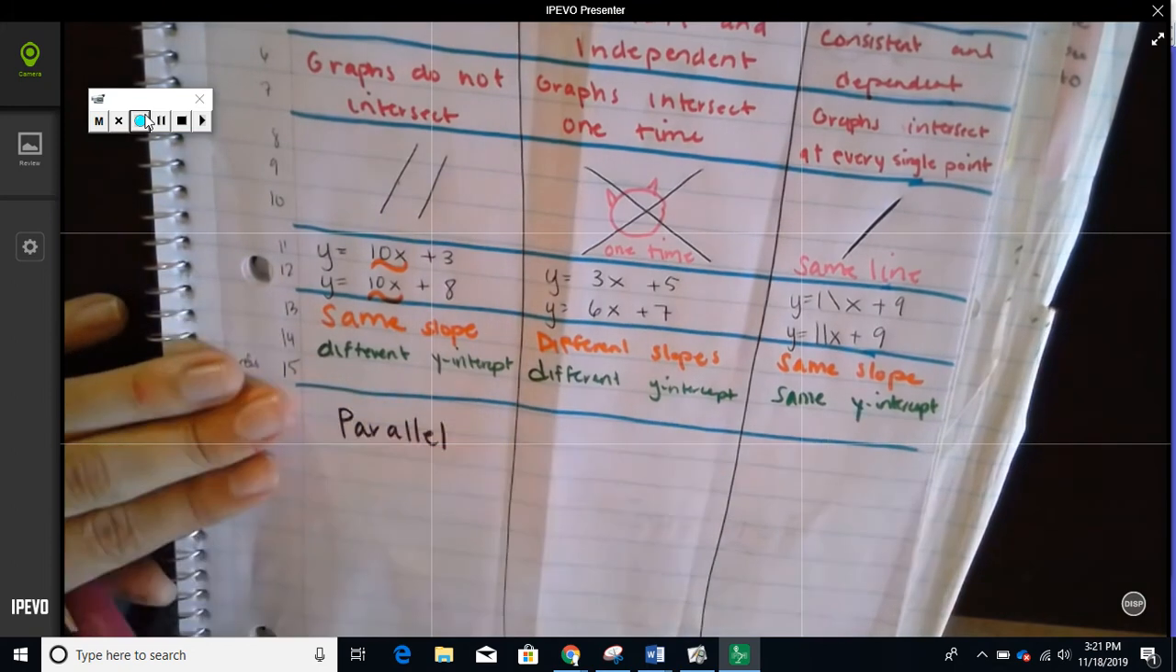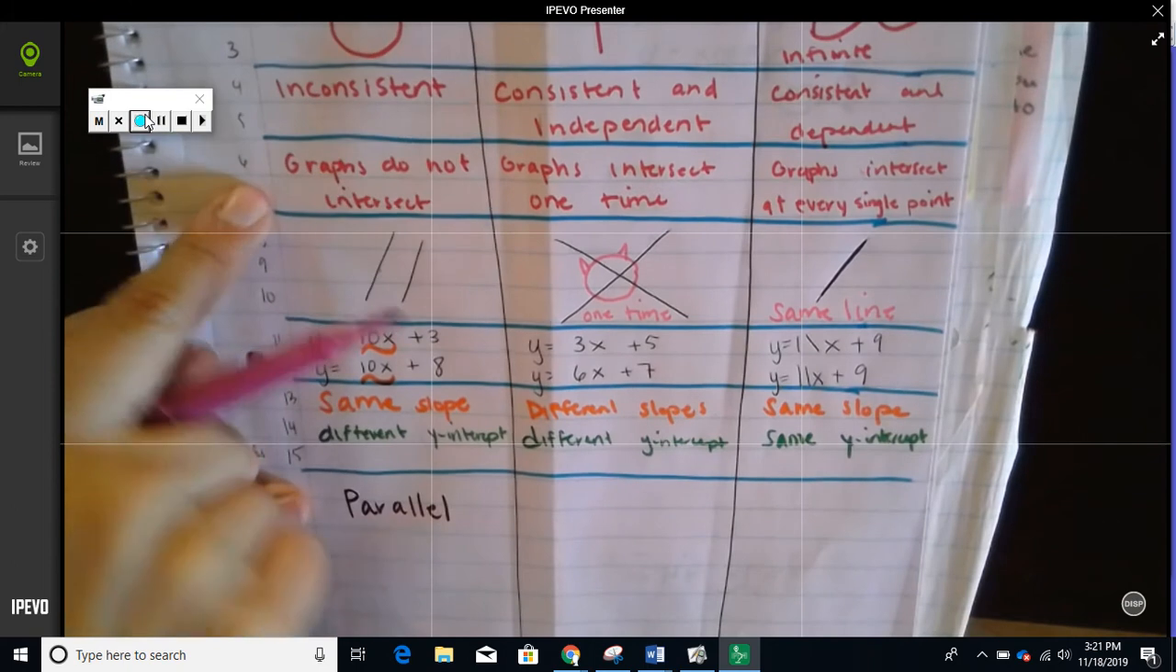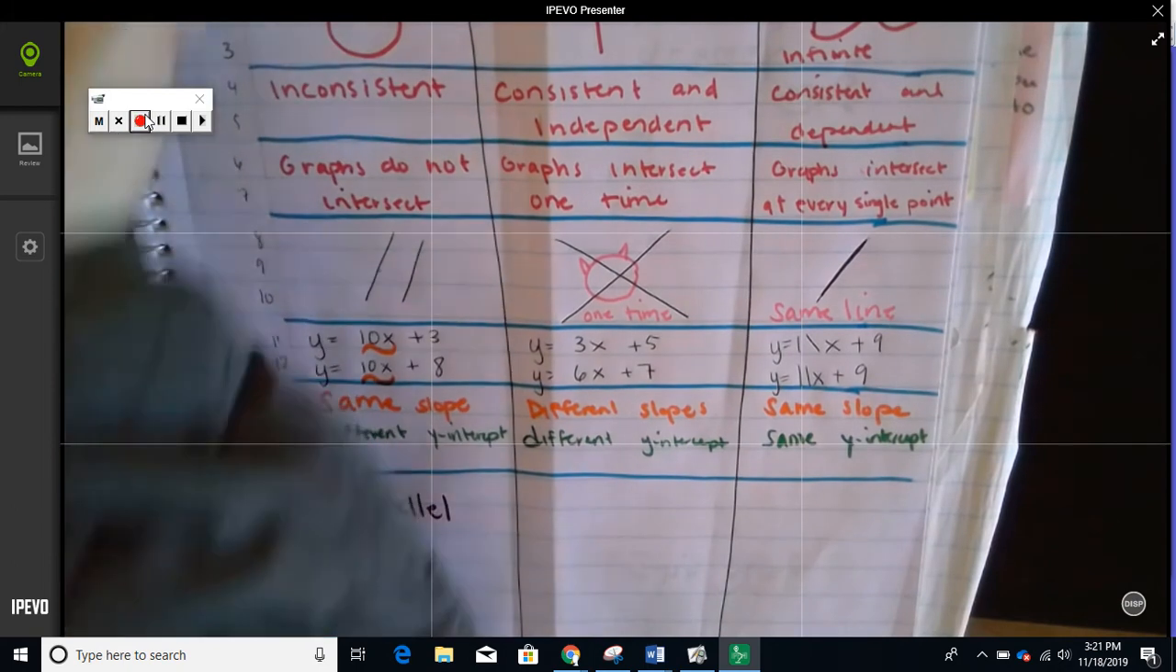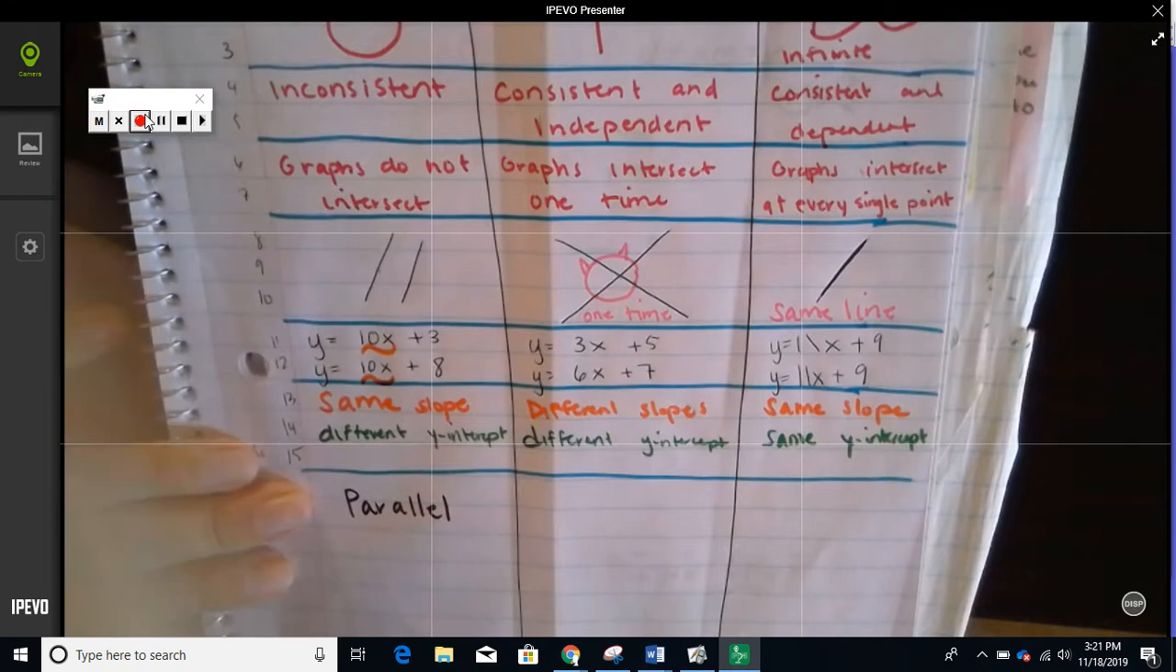Parallel. And parallel lines are where the graphs do not intersect. They look like this and they have the same slope. Okay, so we've talked about this one already.